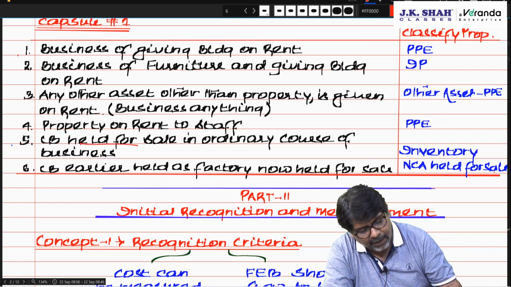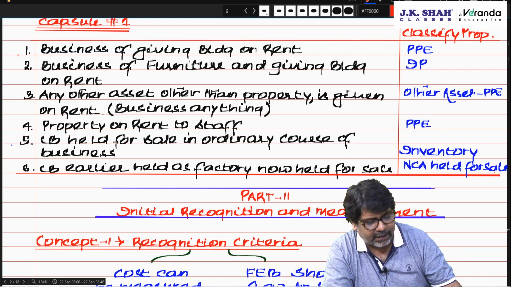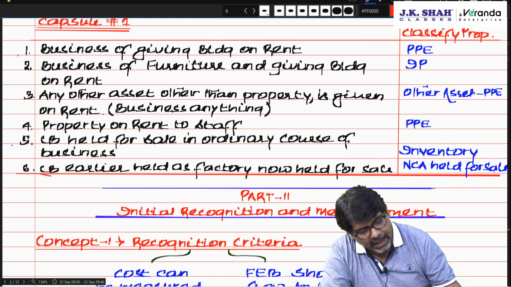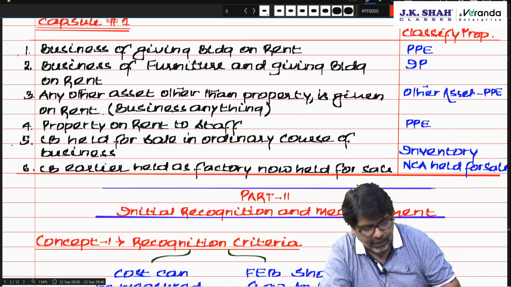Land and building held for sale in the ordinary course of business shall be treated as inventory. Why? Because that is my work itself. Land and building held as factory, now held for sale, then it is non-current asset held for sale.